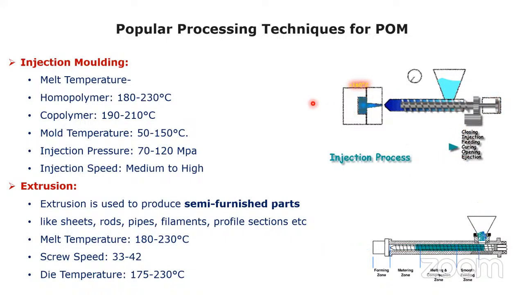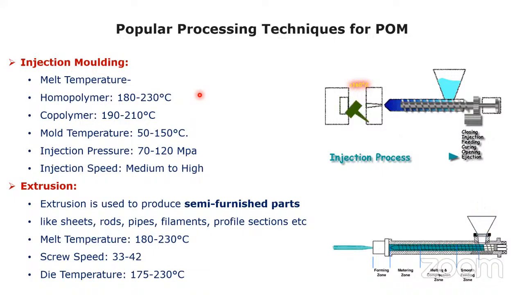So for polyoxymethylene, the first and foremost process is injection molding, by which it gets formed. Then what parameters can we use? For homopolymers of polyacetal, the processing temperature range is between 180 and 230 degrees Celsius. For copolymers, the range is between 190 and 210 degrees Celsius.